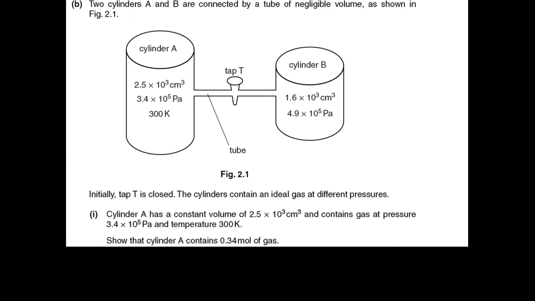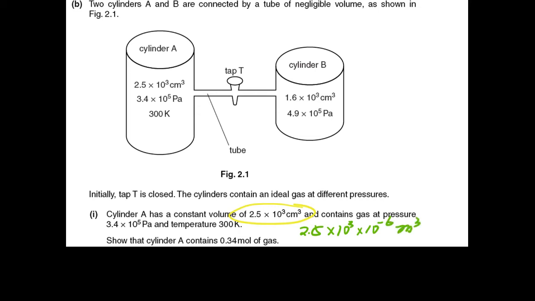Cylinder A has a constant volume of 2.5 times 10 to the 3 cubic centimeter and contains gas at pressure 3.4 times 10 to the 5 Pascal and a temperature of 300 Kelvin. Show that cylinder A contains 0.34 mole of gas. We need to convert cubic centimeter into cubic meter. So that is 2.5 times 10 to the 3 times 10 to the minus 6 cubic meter.